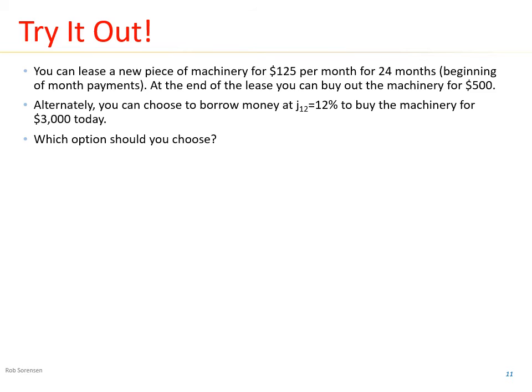All right, so you may be back now having solved it, or you may need just a little bit more of a clue. Let me give you at least the start of a timeline. We've got 24 months to pay for this thing. Just going to put it in the middle. We can lease it for $125 a month, beginning of month payments.